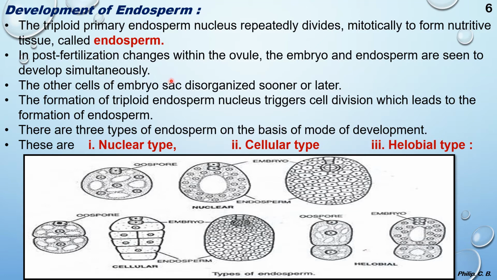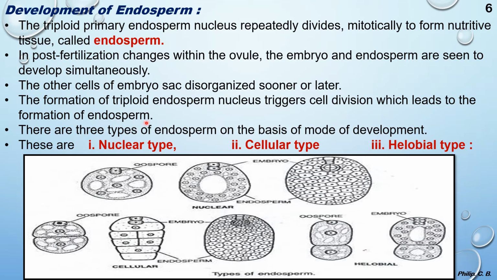The other cells of the embryo sac disorganize sooner or later, that is, they start to degenerate later on. The formation of the triploid endosperm nucleus triggers cell division, which leads to formation of endosperm. As we saw in the earlier animation image, the diploid secondary nucleus along with the male gamete forms the triploid endosperm.